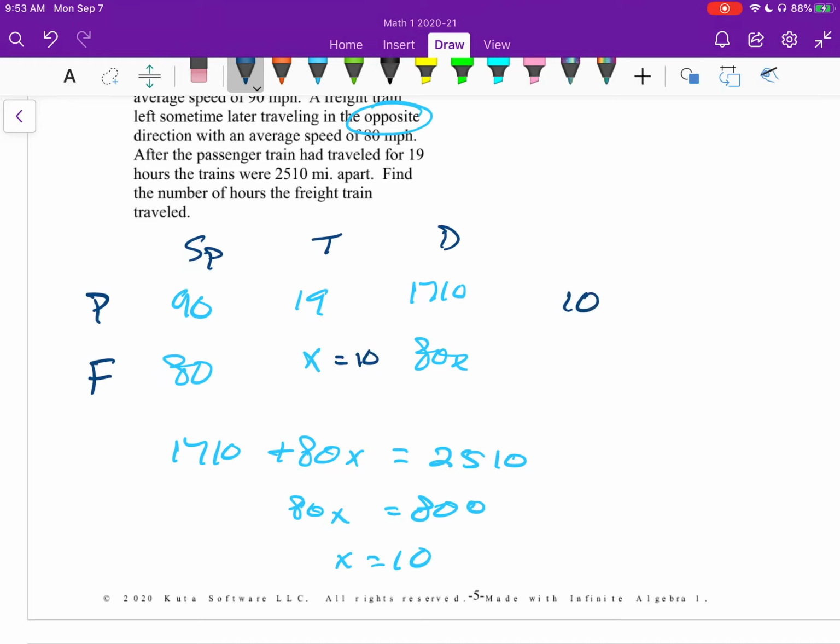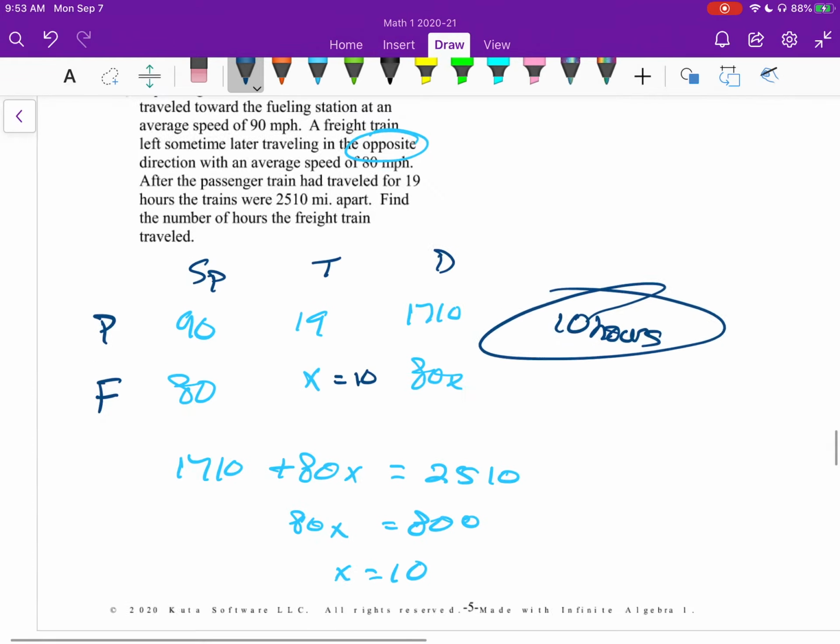So it's 10. Are we using hours? I think we're using hours. Hours. So 10 hours.